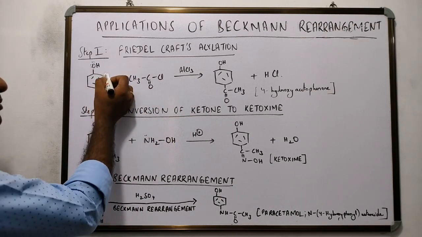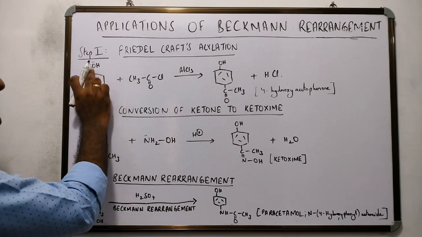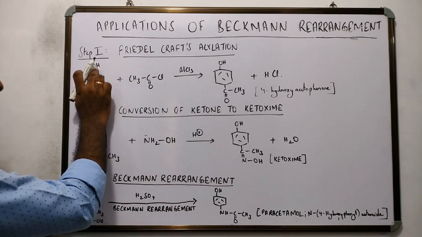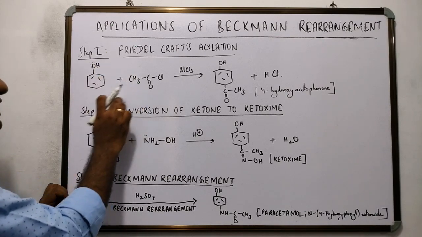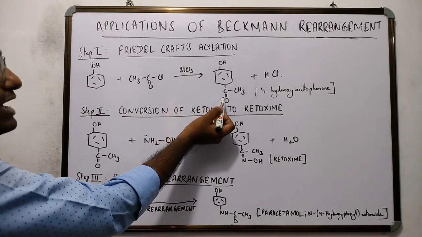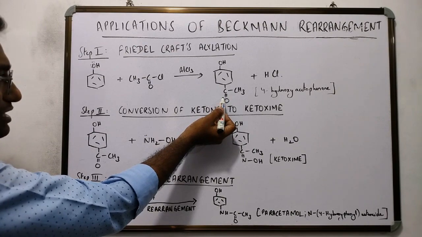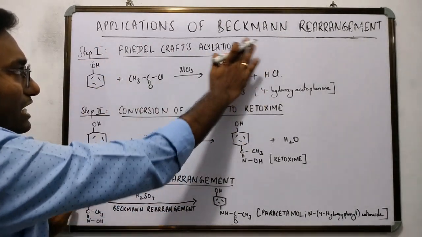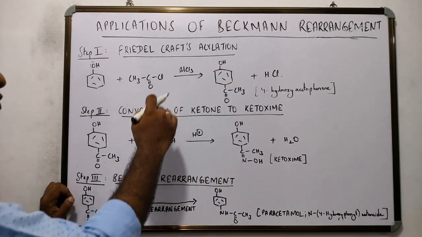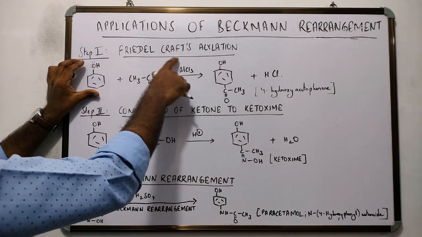However, attack at the ortho position will be prevented because of the steric hindrance provided by the bulky OH group. Therefore, there will be a predominance of attack at the para position, leading to the formation of para-hydroxyacetophenone or 4-hydroxyacetophenone. The mechanism of this reaction is electrophilic aromatic substitution, and if you want to know more about this, please refer to my video titled The Friedel-Crafts Acylation.